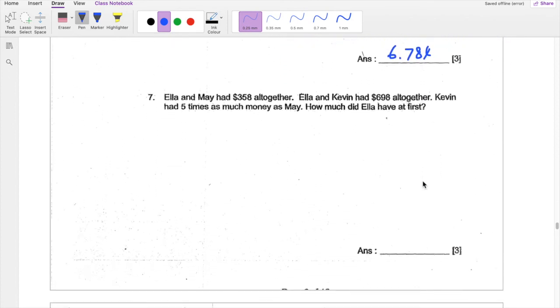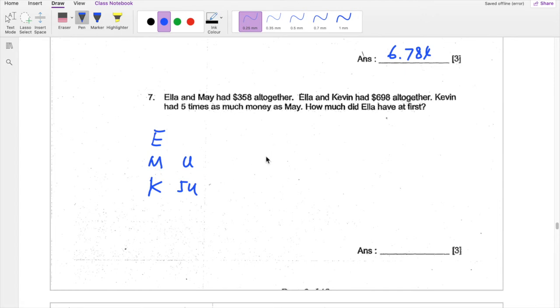Question 7. Ayla and Mary had 358 together. Ayla and Kevin had 698 together. Kevin had 5 times as much money as Mary. How much do they have? Well, we see this is Ayla, Mary, and Kevin, right? Here, it says Kevin had 5 times as much as Mary. If Mary is 1u, Kevin will have 5u.